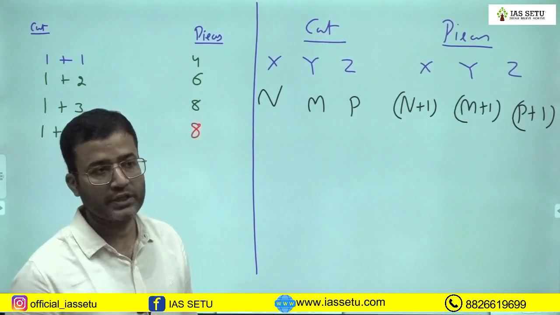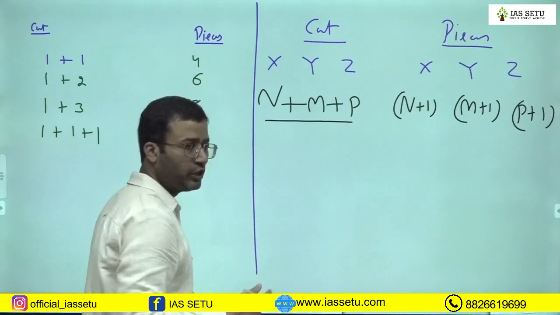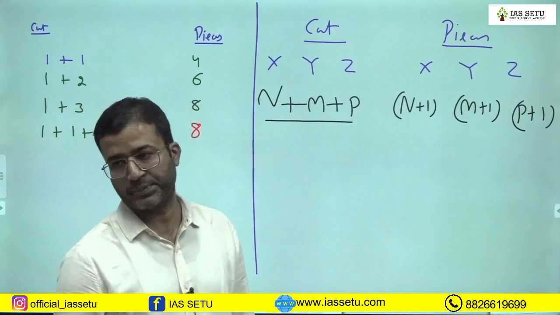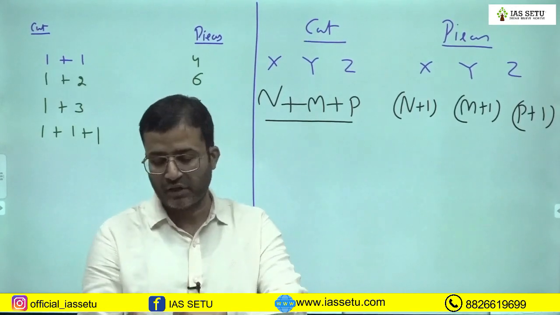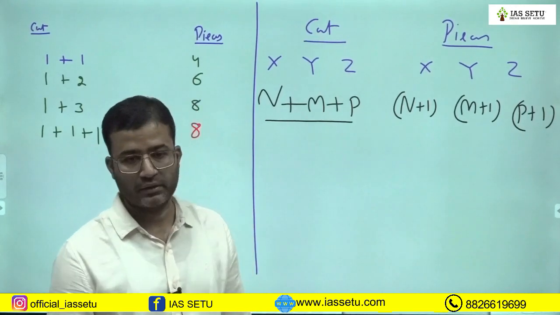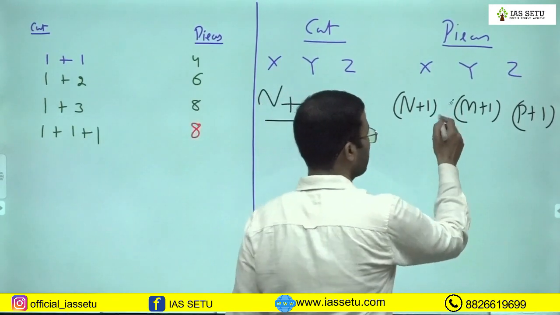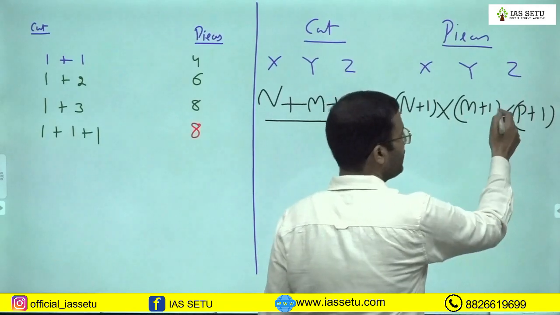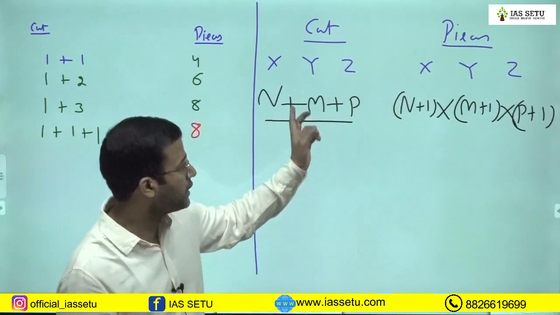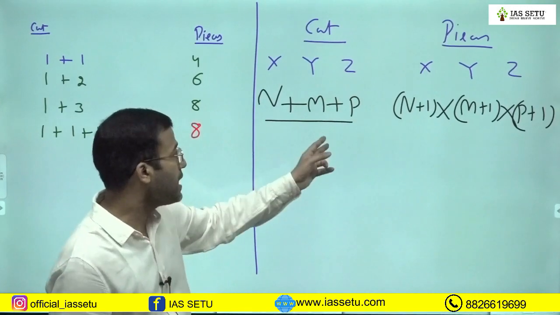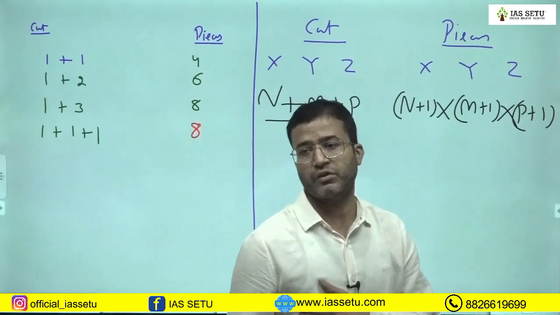Second golden rule is number of cuts we always add. Total number of cuts are n plus m plus p. Because if you make 2 cuts here, 3 cuts here, 4 cuts here, 9. Add. Number of pieces we always multiply. N plus 1 into m plus 1 into p plus 1. I repeat, n cuts give you n plus 1 pieces, m cuts give you m plus 1 pieces, p cuts give you p plus 1 pieces.